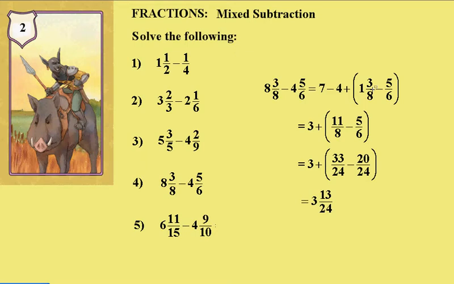And I will leave the 4 alone. So now 7 take away 4 gives me the 3. Changing the 1 3/8 to an improper fraction, 8 times 1 is 8 plus 3 is 11. So it's 11/8 minus 5/6. The lowest common denominator is 24. So I'll need to multiply this one by 3, getting 33 on 24. I'll need to multiply this one by 4 to make it 24, so it becomes 4 times 5 is 20 on 24. 33 minus 20 is 13/24, which is the final result, 3 13/24.